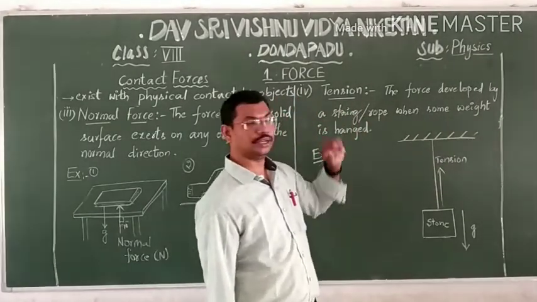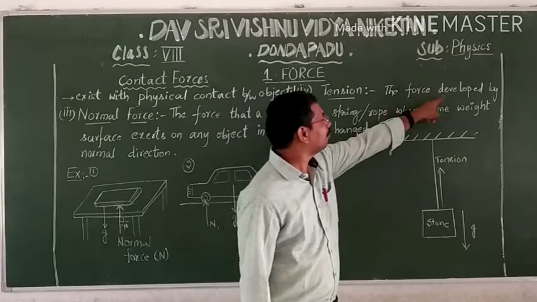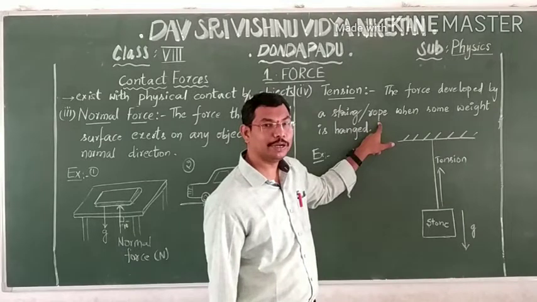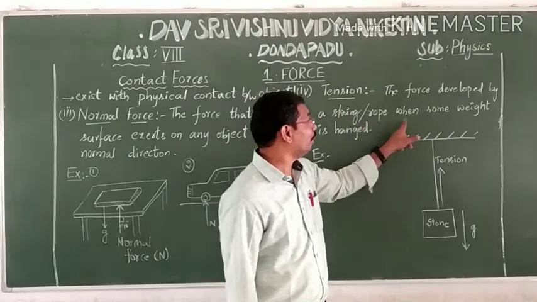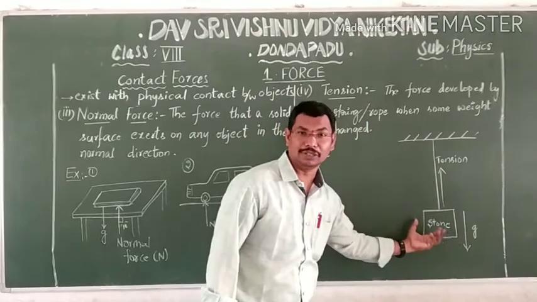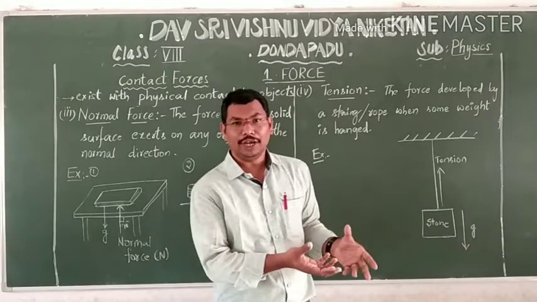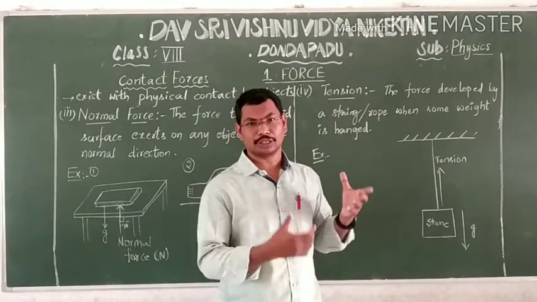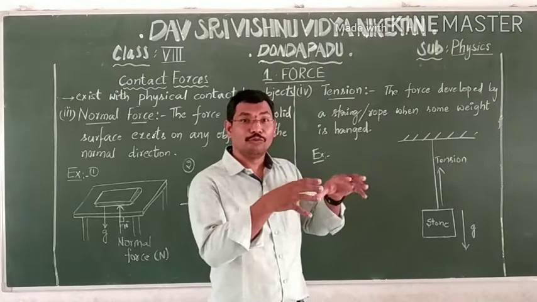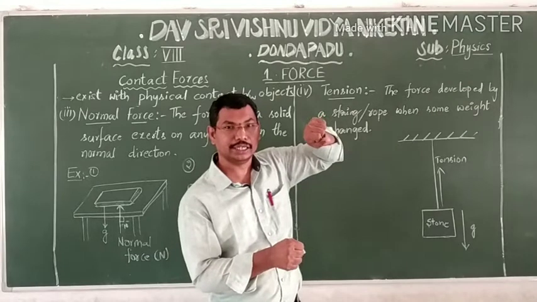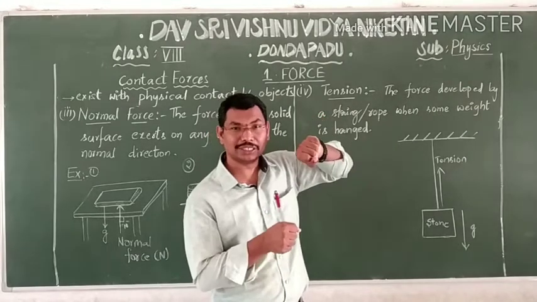Now let us take the definition. The force developed by a rope or a string when some weight is hung with it. If there is no weight, there is no tension in the rope. If the weight is pulled by gravitational force, automatically the rope gets tightened. The tightness of the rope is called tension.